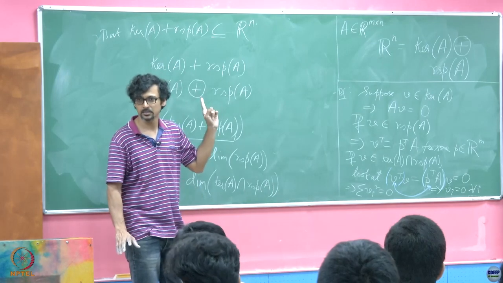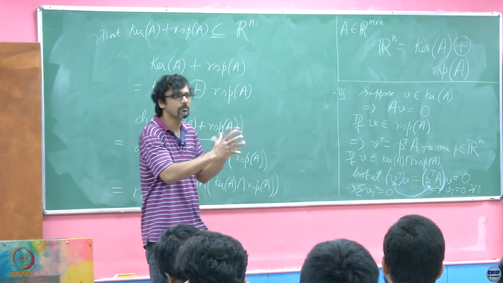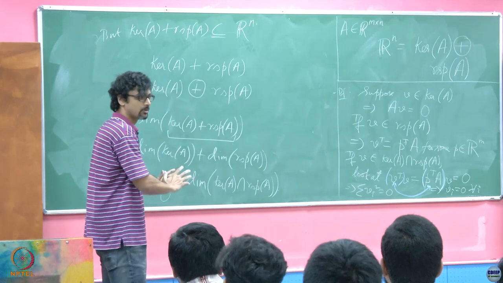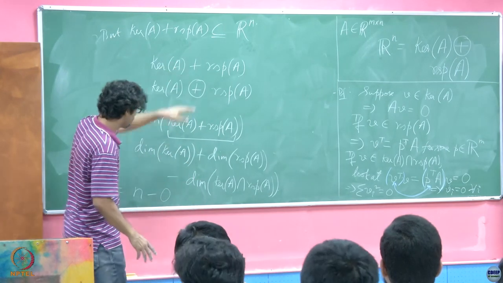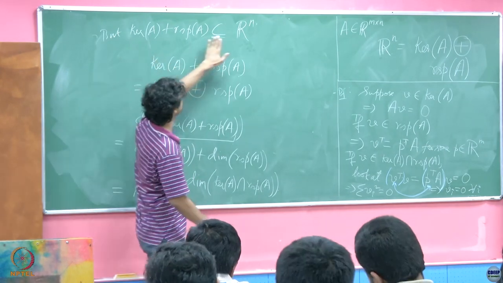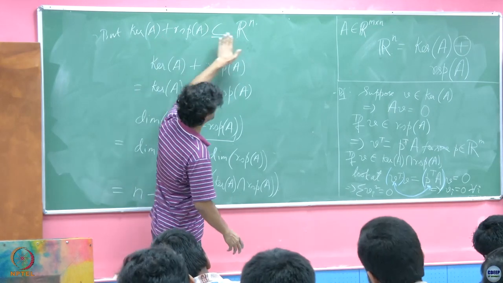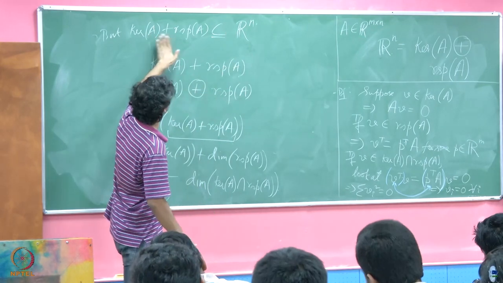Make sense? Right? So it's just a bit of argument. Please practice writing it down and convince yourself. So I'm not writing that down, but I'm going to use that. The fact that this is inside this and it has a dimension exactly equal to this guarantees that this must be equal to this.